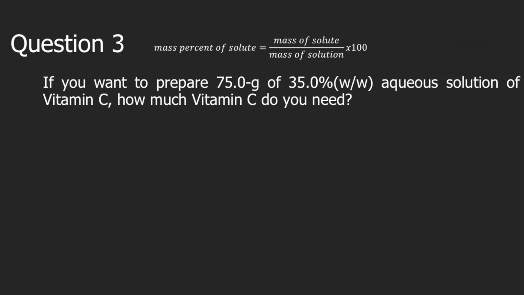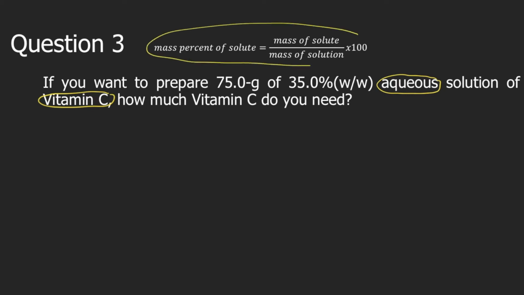Question 3, again, you can pause the video and go back if you already have an answer. If you want to prepare 75 grams of 35% weight per weight aqueous solution of vitamin C, how much vitamin C do you need? So in this problem, vitamin C is our solute and water is our solvent because it's aqueous. So we will still use our formula. Mass percent of solute, our solute is vitamin C. Mass percent of vitamin C is equal to mass of solute.